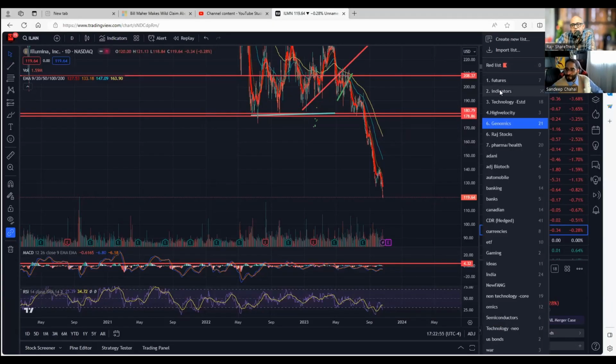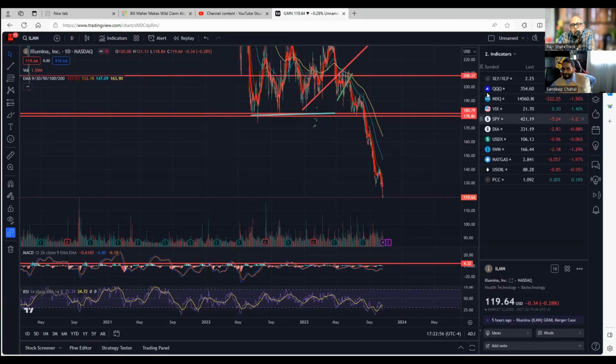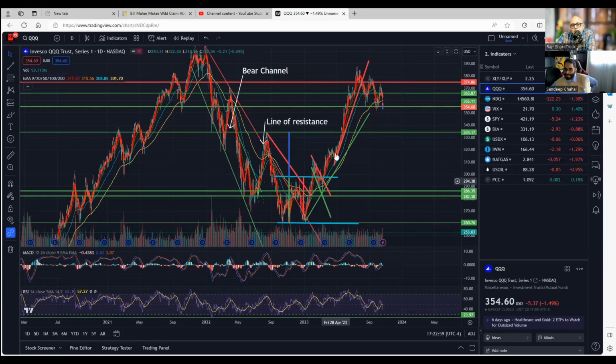But I don't see the market behaving that much in sync with it. Let us just have a quick look. One second, let me share the screen with you. Yes, please. And let us look at QQQ and see what it is doing. Let's go to index, QQQ. Okay, so QQQ is still in the upper leg and it's starting to come down.